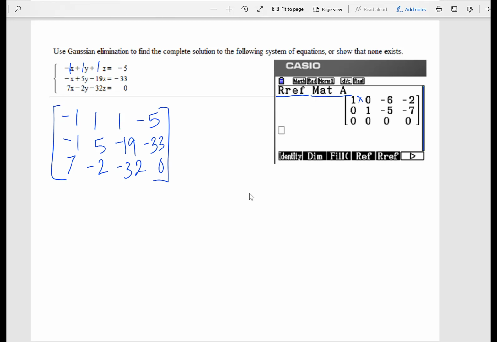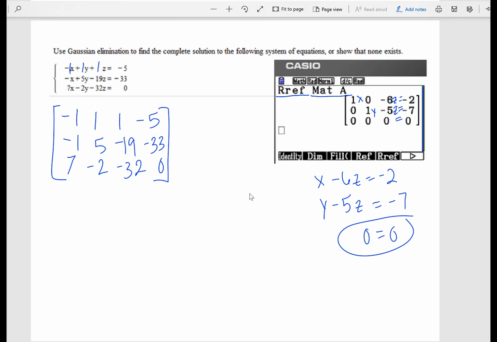Okay, so again, if we were to translate this back into a system, we have x minus 6z equals negative 2, y minus 5z equals negative 7, and 0 equals 0. That third row is what I'm focusing on, because that makes a true statement, right? Unlike the last one that said 0 equals 1, or 0 equals anything besides 0, if it's an untrue statement, then there's no solution.